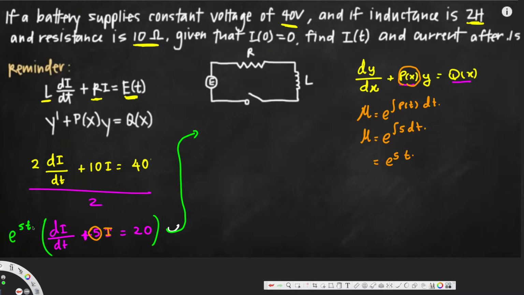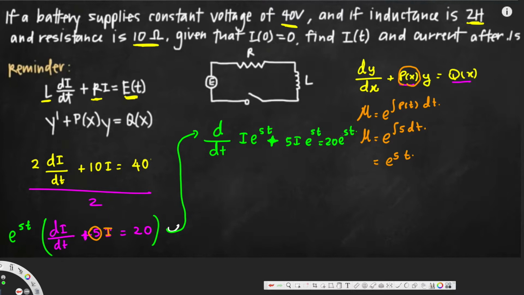Okay, so when we do that, this is going to become d by dt, and we bring this I e power 5t. Now if you take the differences, I just wrote the first. Okay, let me write the whole term first, then I explain what's going to happen. 5I e power 5t, that's equal to 20 e power 5t.